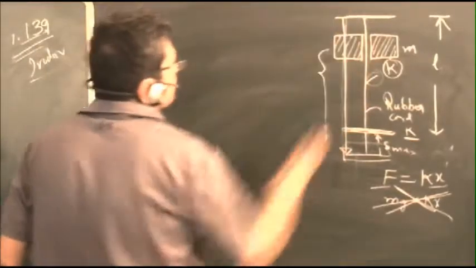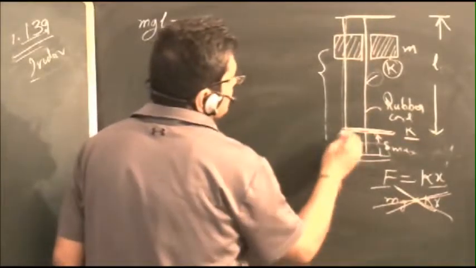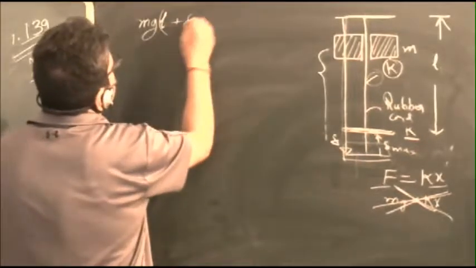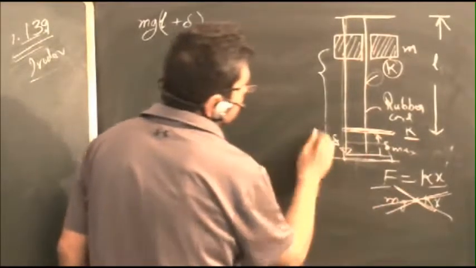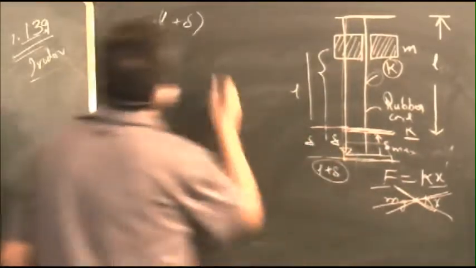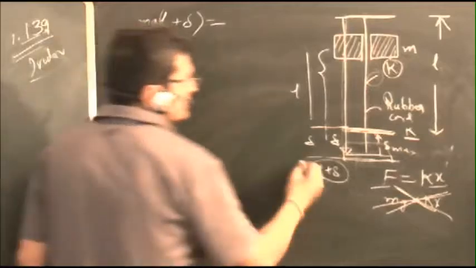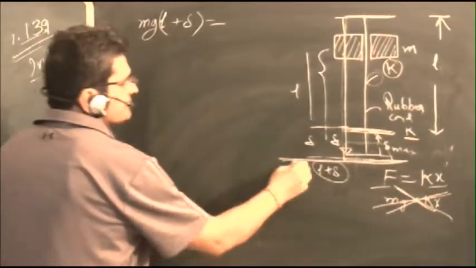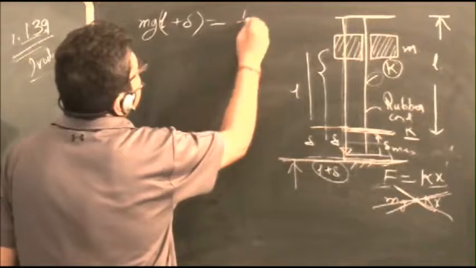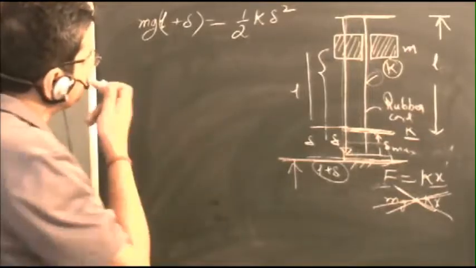Now let us apply the energy equation. Initial energy is mgl. What will be the final energy? mg(l plus the elongation delta), because you have to take from this reference. So it will fall L plus delta, which is the height fallen, and this would be equal to, what is the final velocity? It is zero. And if we take this as the reference, the gravitational potential energy is zero at this reference, but there is elongation in the string, and that will produce energy equal to half k delta square. So that is the relationship we are getting.